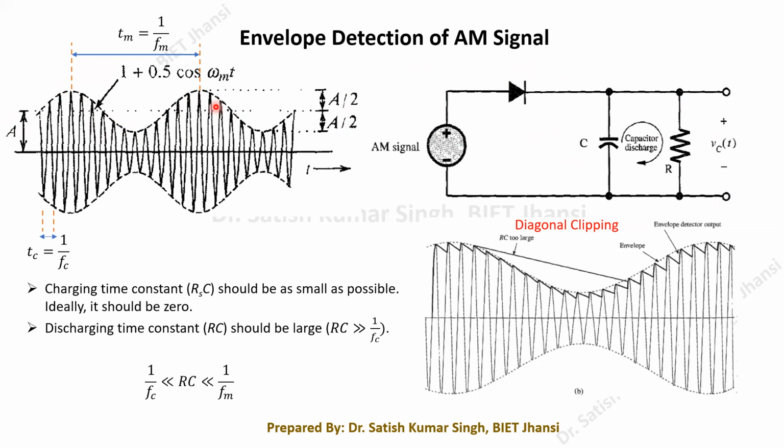Please see this. Here we have to connect our AM signal, followed by a particular diode, and then a very simple circuit in which we have a capacitor and a resistor. So let's see how this circuit works.